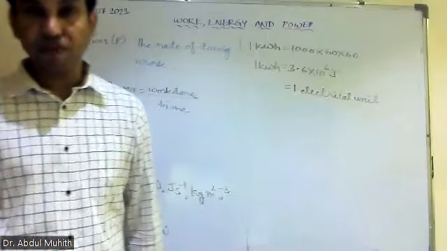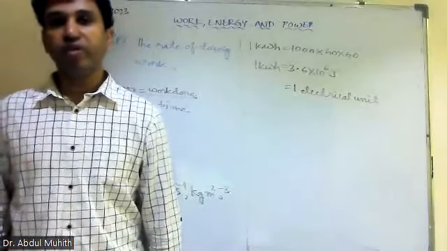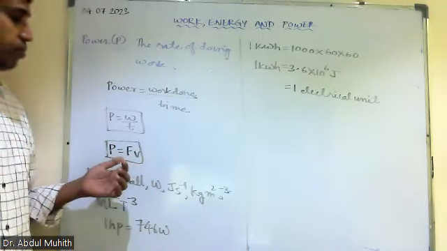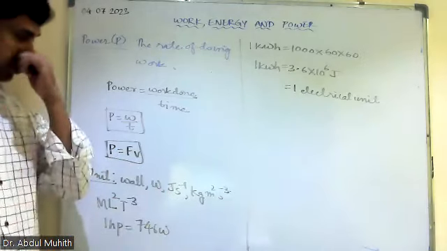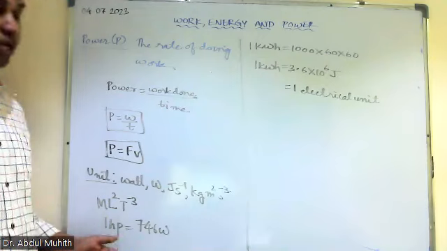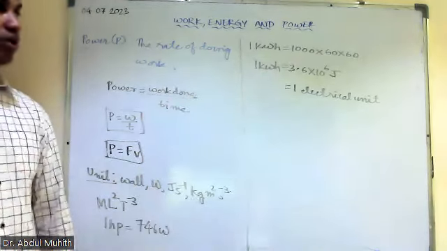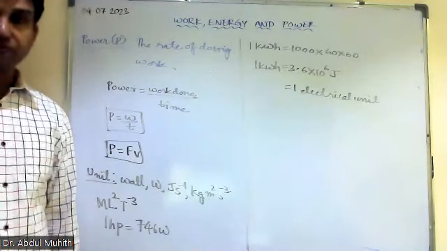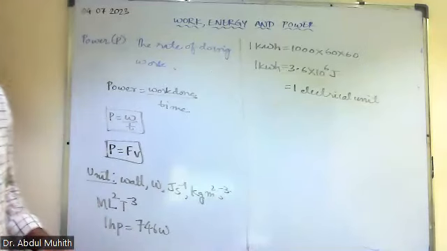Next is power. What is power? Rate of doing work. Very good. Power is equal to work done by time. Power P is equal to F into V. It is measured in watts or joule per second, or kg meter square per second cubed. And 1 HP value is 746 watts. And 1 kilowatt hour is equal to 3.6 into 10 to the power of 6 joules. Clear?